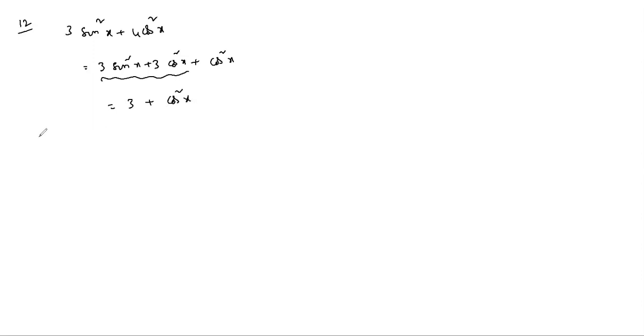Now we have to find the minimum value. Cos x lies between minus 1 and plus 1. Cos square x lies between 0 and 1 because negative values also get converted to positive values. So the minimum value is 3 plus 0, which is 3. The maximum value is 3 plus 1, which is 4. So the minimum value is 3, that's the answer.